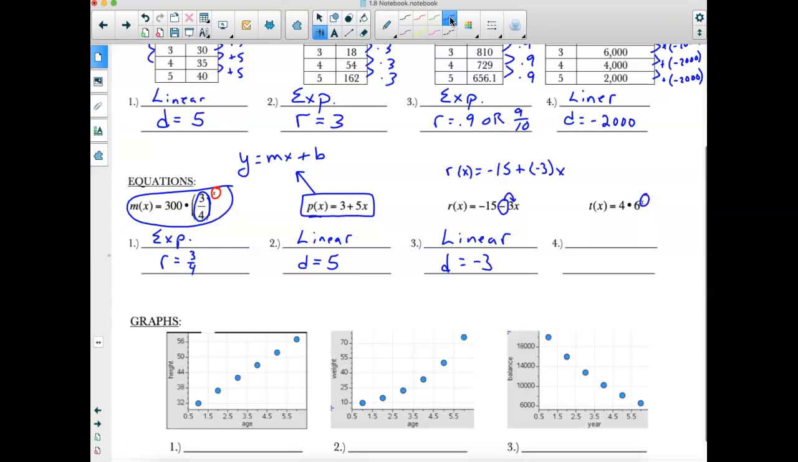Here again, exponential because there's a variable in there. So my r, I'm going to be repeatedly multiplying by the number 6.